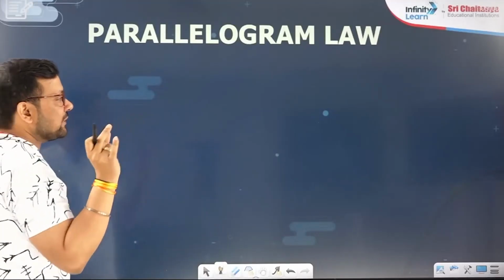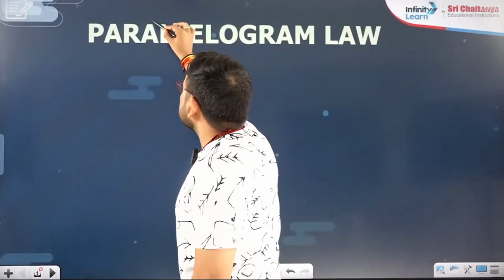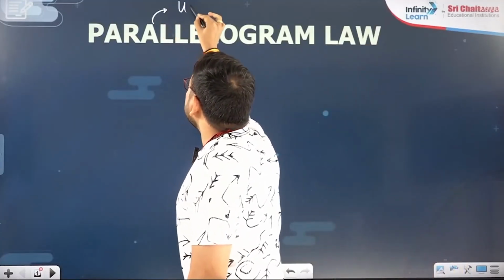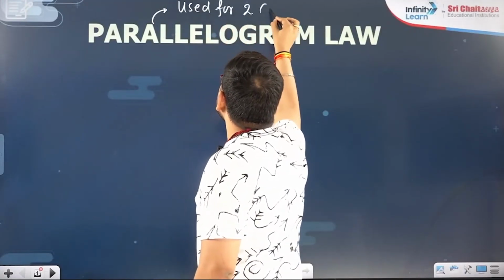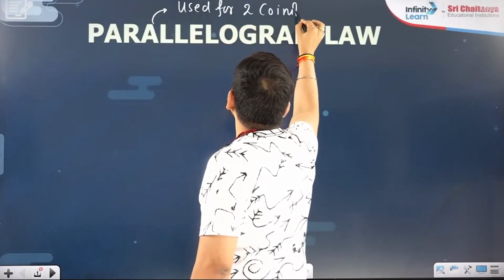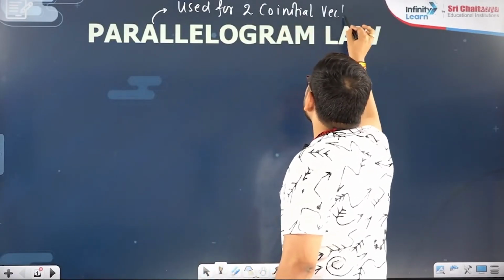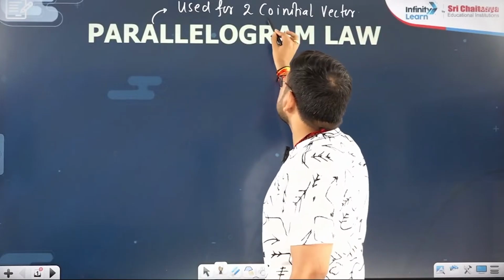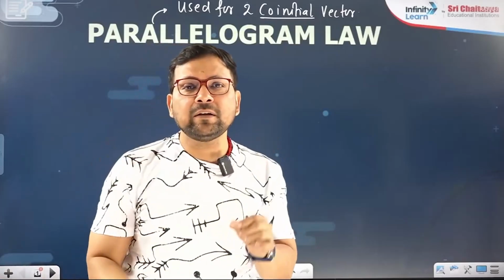If you remember, in the previous class we ended on the angle between two vectors. That concept was there. That law is for vector addition and it is used for two co-initial vectors. Now one query will come to mind: what is co-initial? But its answer is very much in the question itself. Co-initial means two vectors that start from the same point.